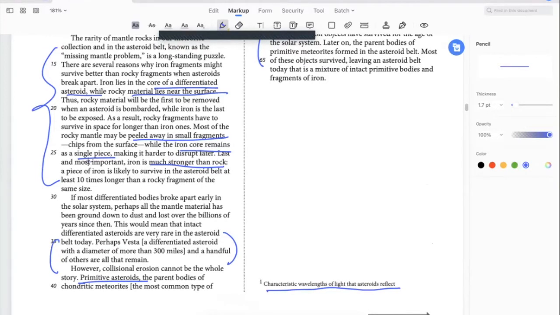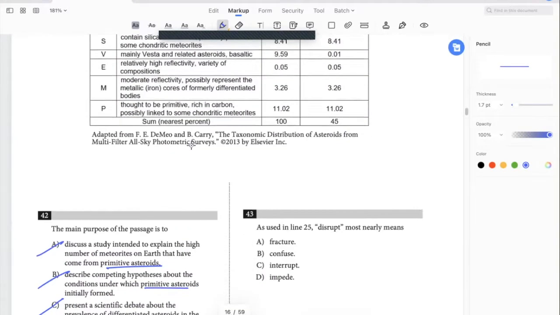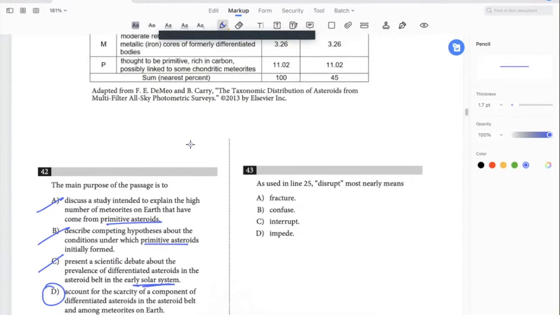while the iron ore remains as a single piece, making it harder to disrupt later, right? So that is making it harder to fracture later, because we are basically talking about how the rocky surface gets broken up into smaller pieces, but the core does not. So we are looking at disrupt to mean something that breaks down. So none of these have the connotation of breakdown. So A.